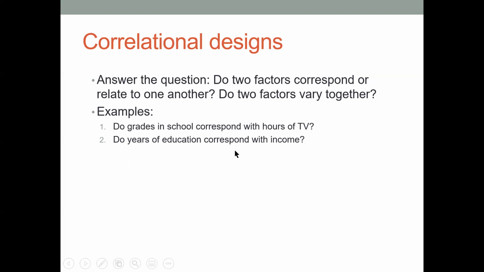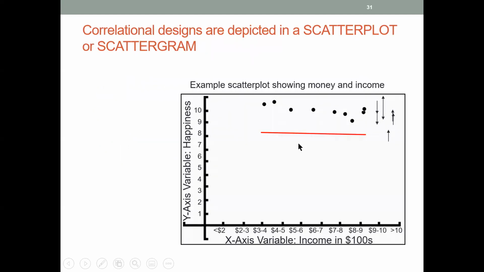Do years of education correspond with income? Would it be true to say that higher levels of income relate to years of education? And then back to our example, does happiness correspond with blank? Some people have hypothesized money, some people have hypothesized close relationships. We're going to examine the money one here. At least I'm going to show you how this would be done if we were hypothesizing that income was somehow related to happiness.